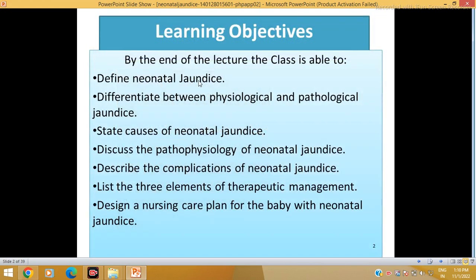Next, the learning objectives of this class are to define neonatal jaundice, differentiate between physiological and pathological jaundice, state causes of neonatal jaundice, discuss the pathophysiology of neonatal jaundice, describe the complications of neonatal jaundice, and cover the therapeutic management and the nursing care for the baby with neonatal jaundice.